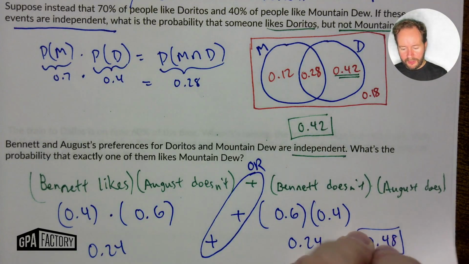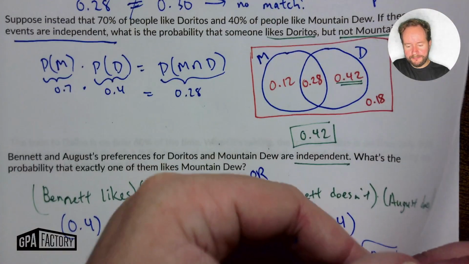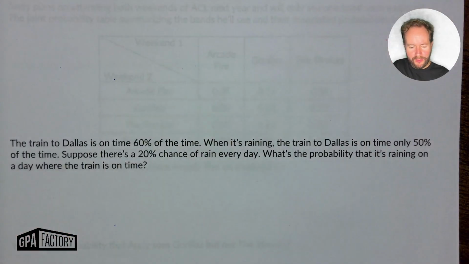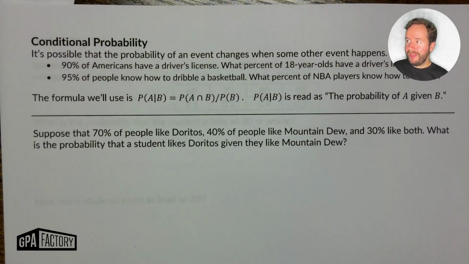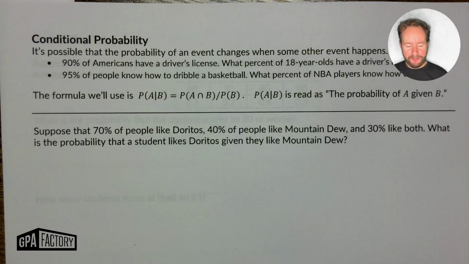All right, going to move on to conditional probability. Talk about how to compute that. It's possible that the probability of an event changes when some other event happens. For instance, it says that 90% of people have a driver's license.